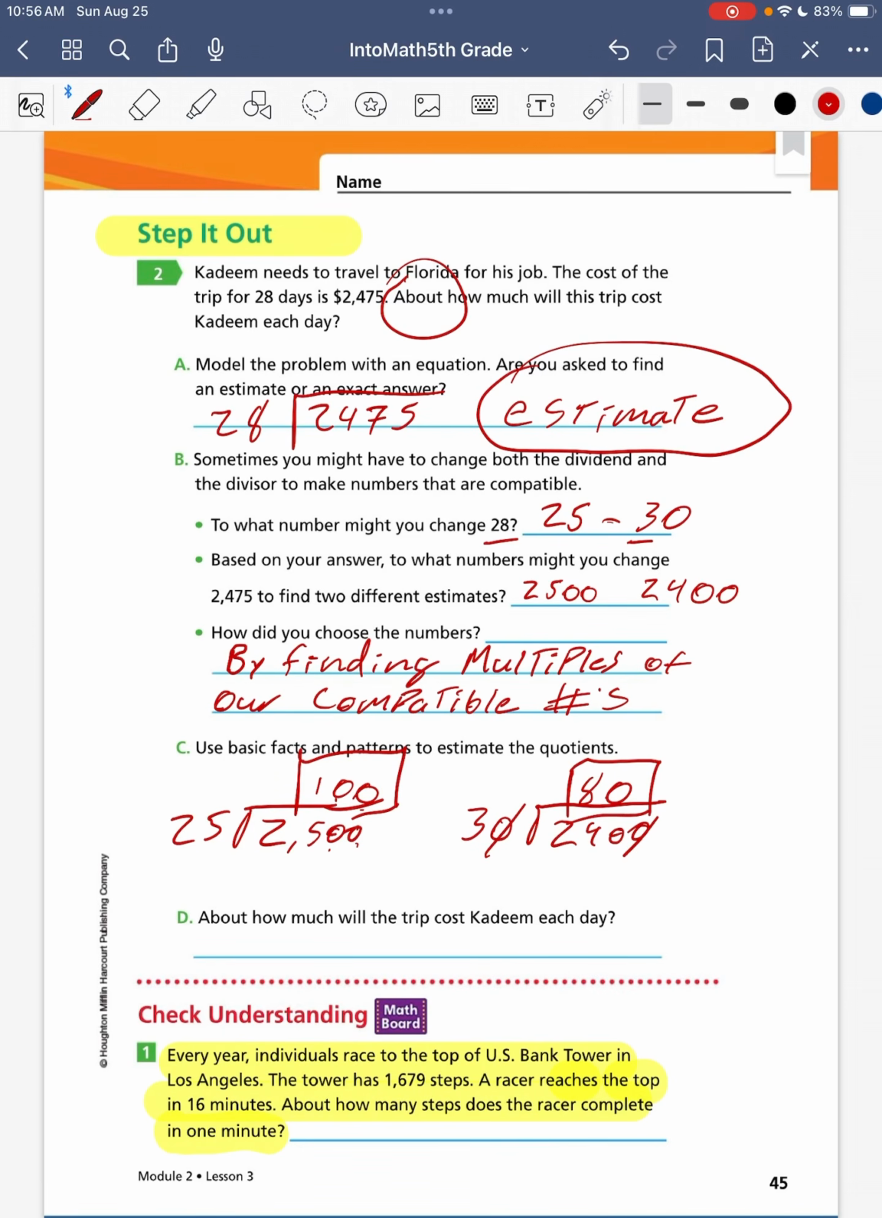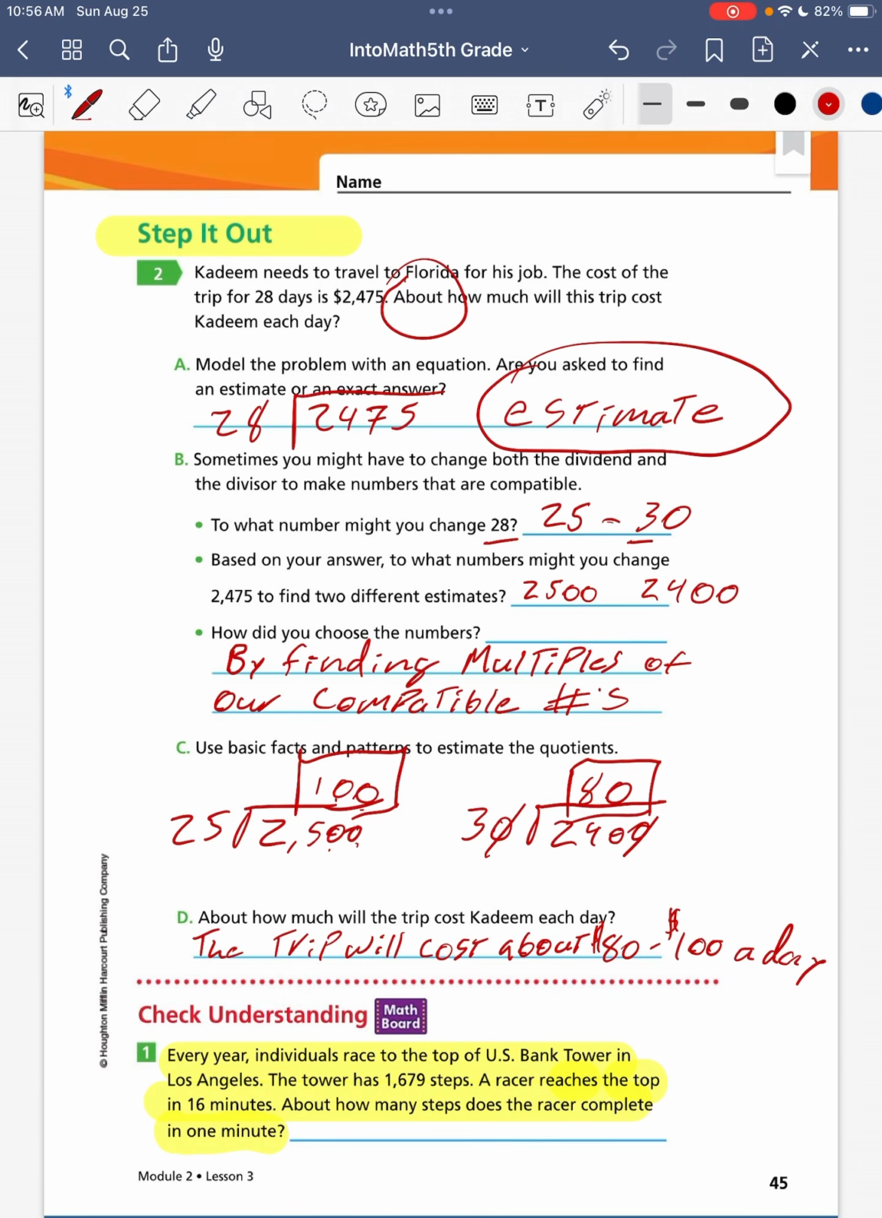About how much will the trip cost Kadeem each day? The trip will cost about $80 to $100 a day. Remember, we only had to estimate, as the keyword about tells us we don't need the actual quotient.